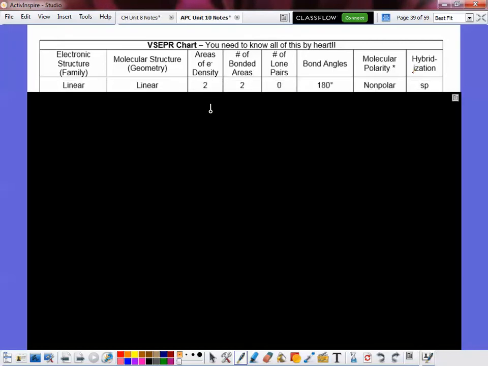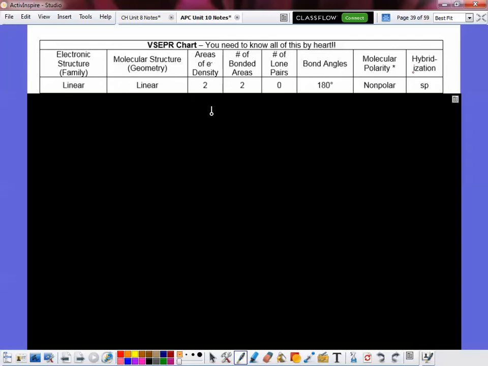So the first family we're going to look at is the linear family. Your chart has more space for writing. The linear family only has one molecular geometry, and that's also called linear. In the linear family, we have two areas of electron density: two bonded areas and no lone pairs on that central atom. The bond angle is 180 degrees. The molecular polarity is nonpolar, and the hybridization is sp. Just fill this in for now, and on the next page we're going to start looking at the different pictures.